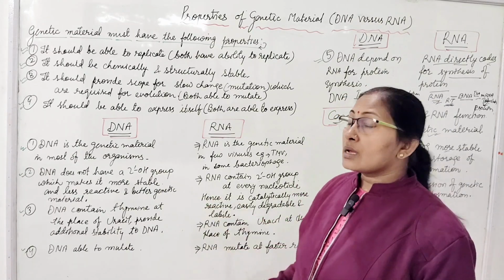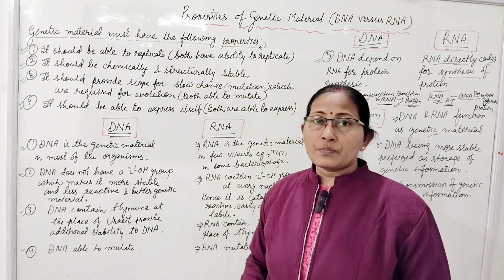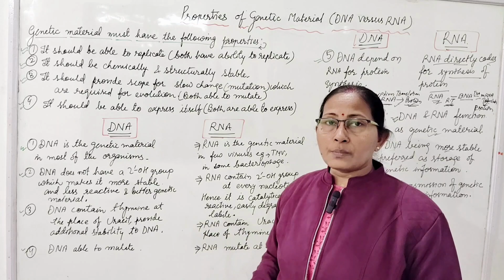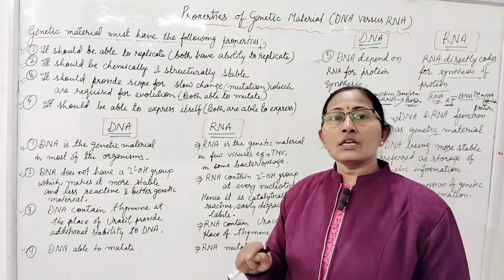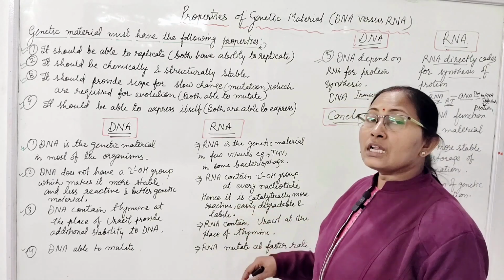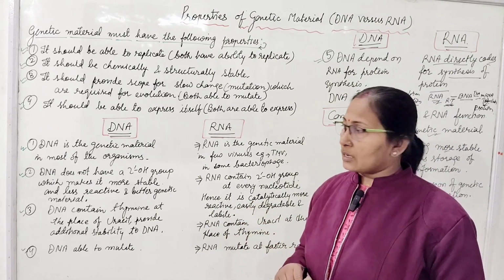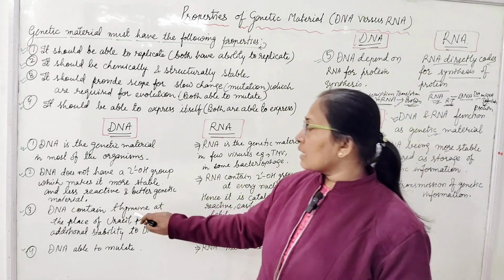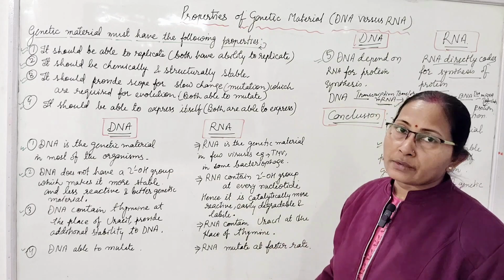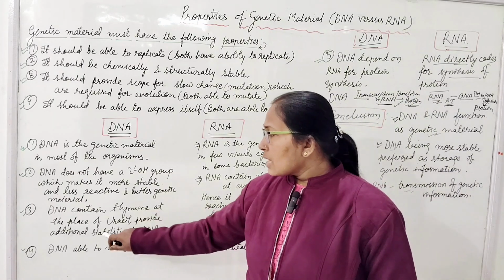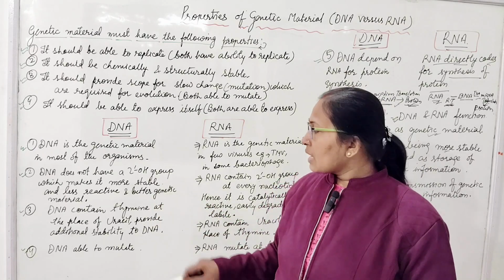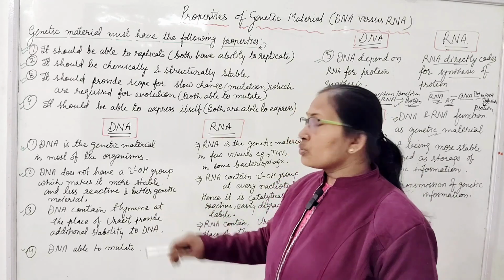DNA contains thymine in place of uracil as a nitrogen base. In DNA, adenine, guanine, cytosine and thymine are found. In RNA, adenine, guanine, cytosine and uracil are found. In DNA, uracil is absent; in RNA, thymine is absent. Thymine provides additional stability to DNA. Thymine is less reactive compared to uracil.